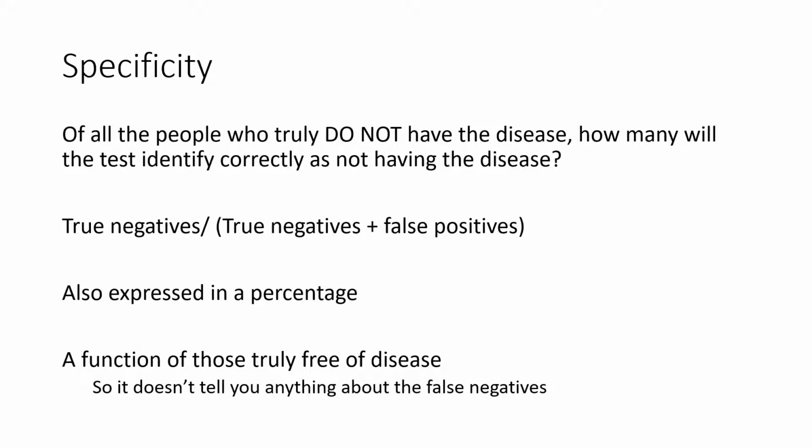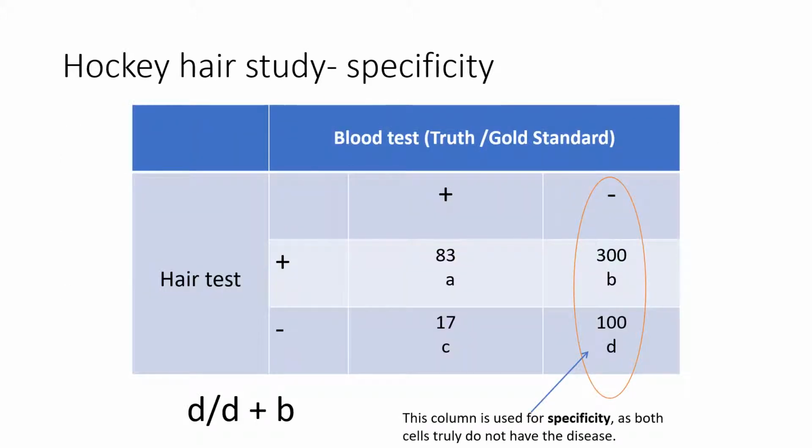And now this is a function of those who are truly free of the disease. So we don't know anything about the false negatives, because everyone in the specificity calculation truly does not have the condition. So in our hockey hair study, let's look at the specificity of all the people who truly do not have the condition. So this is our gold standard, negative. These are the folks who truly do not have the condition. How many are correctly identified as being negative?